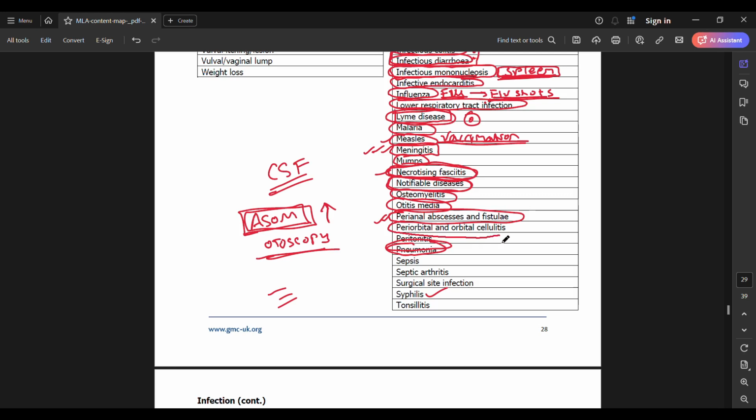Next, you have periorbital and orbital cellulitis. This is something you'll cover with cellulitis, so just know what drugs you're going to give and what it looks like in pictures. Okay, next you have peritonitis.